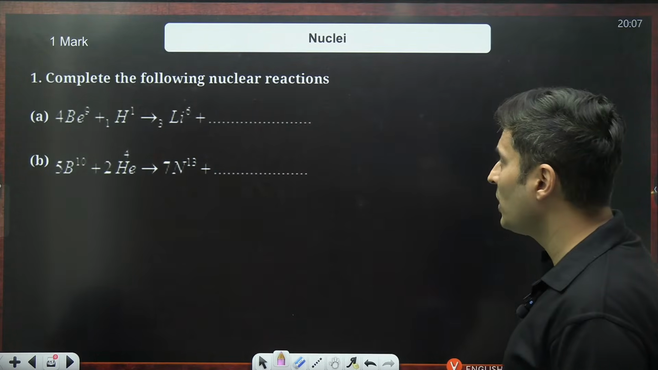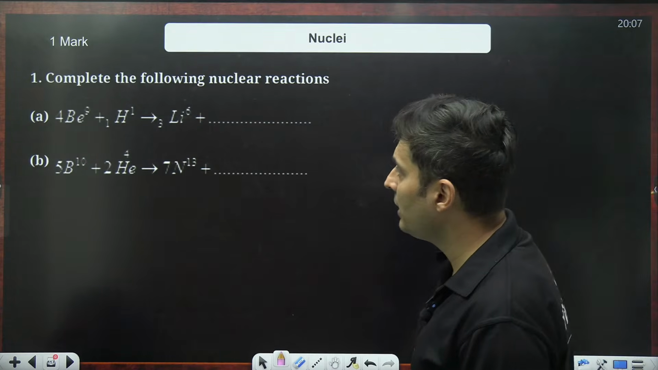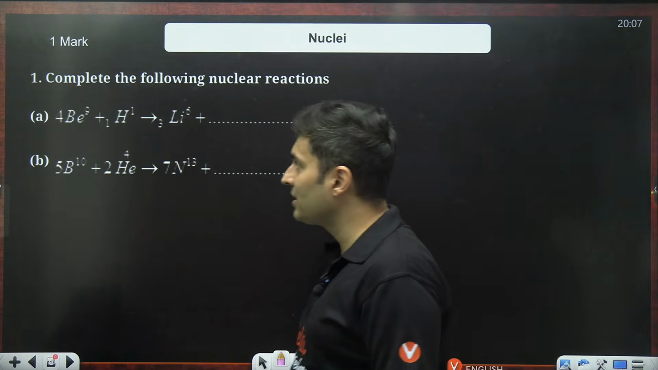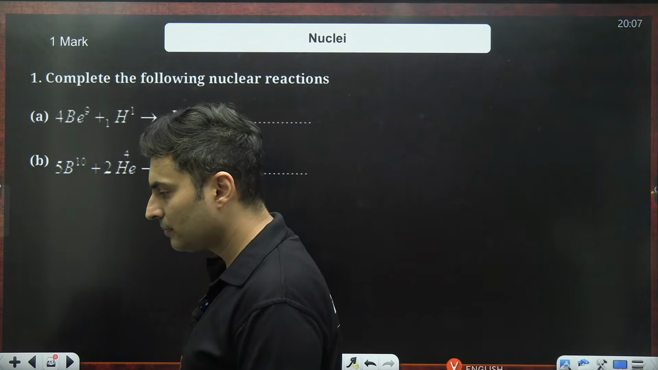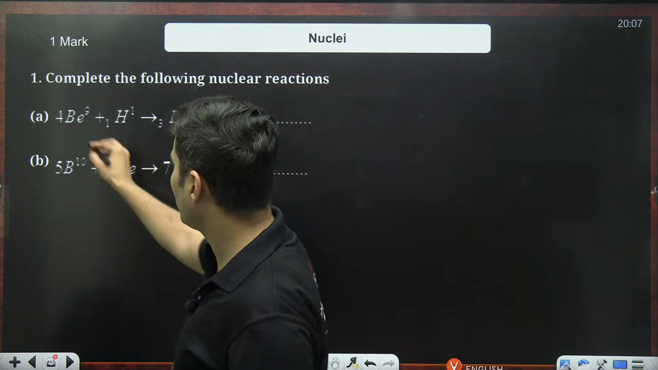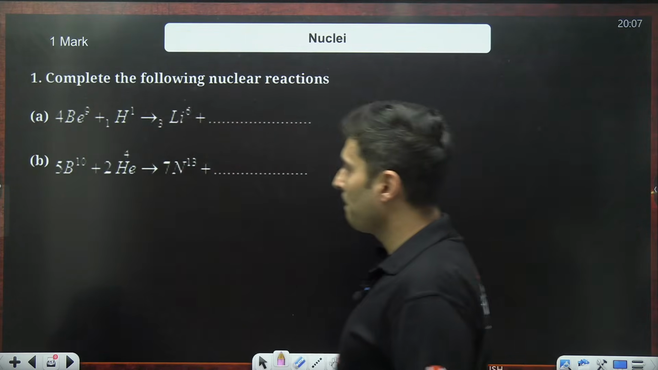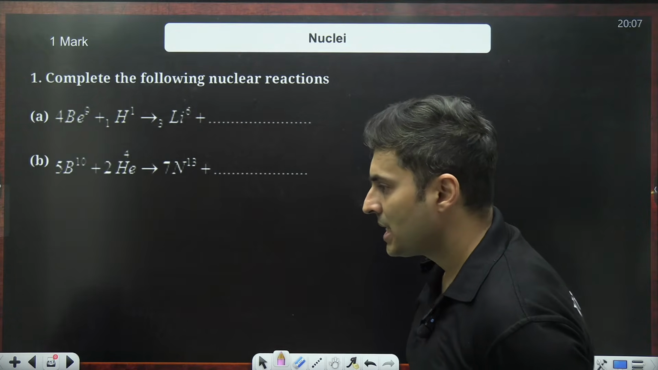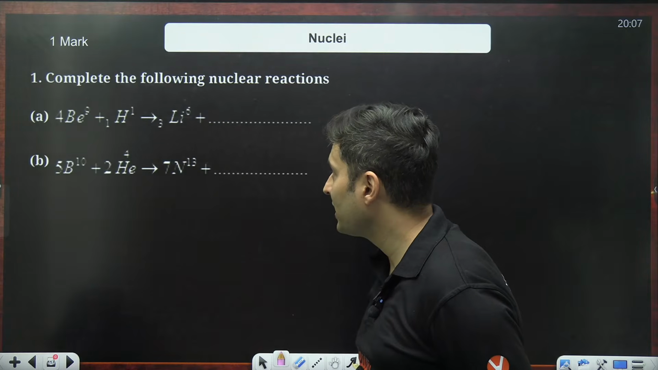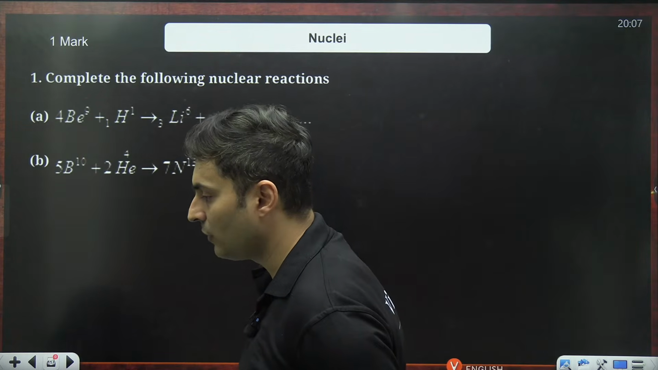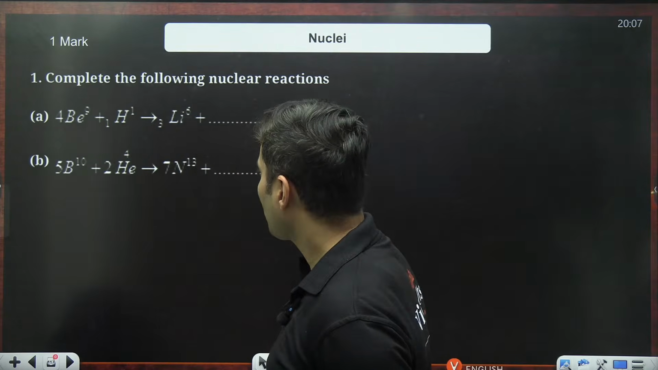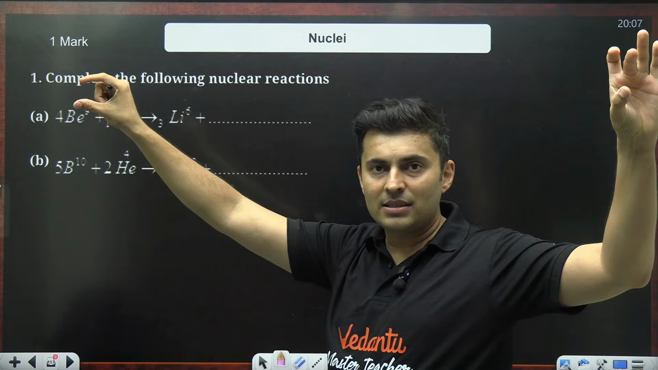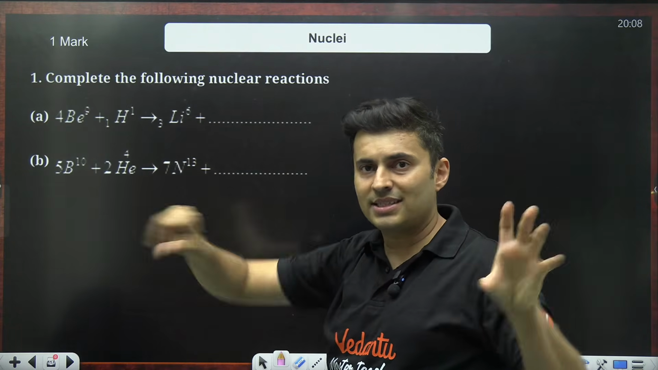Complete the following nuclear reaction. Beryllium 9 with atomic number 4, plus H 1 with atomic number 1, gives lithium 6 with atomic number 3, plus what? Come on, my dear warriors. What do you think is the right answer for this particular question? Always remember, mass number should balance LHS and RHS. Same thing for Z also.